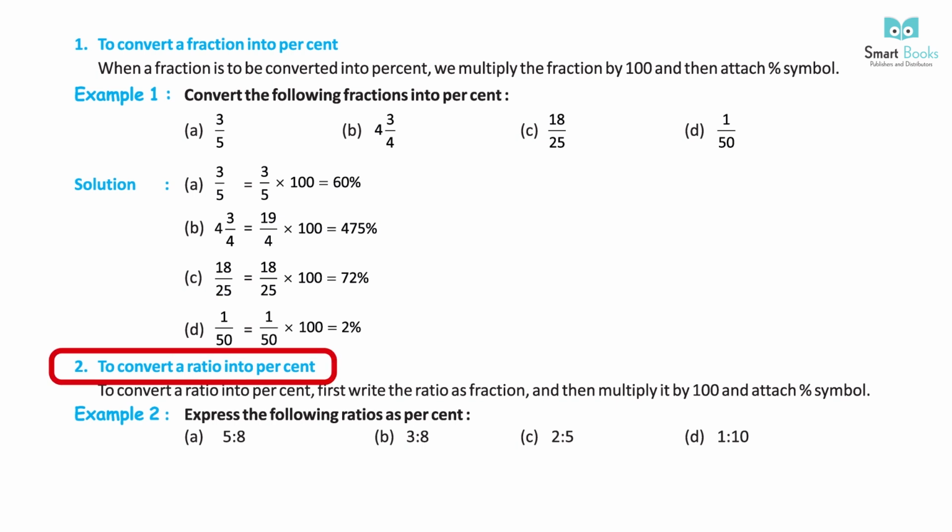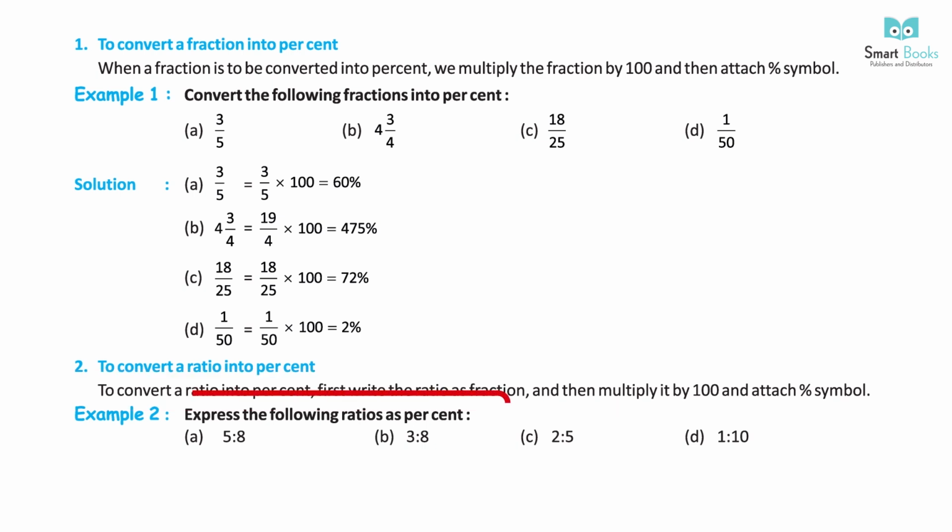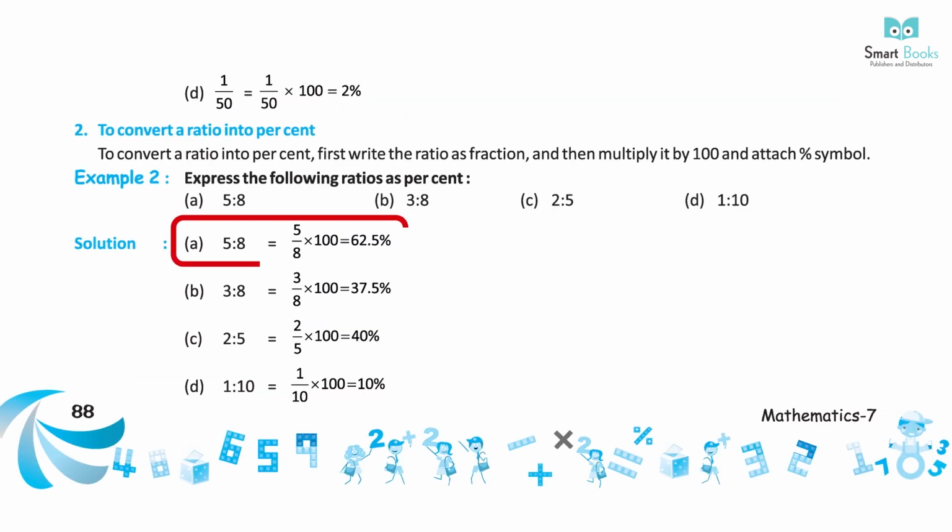Second, to convert a ratio into percent. To convert a ratio into percent, first write the ratio as a fraction and then multiply it by 100 and attach the percent symbol. Example 2. Express the following ratios as percent. A. 5:8, B. 3:8, C. 2:5, D. 1:10. Solution. A.